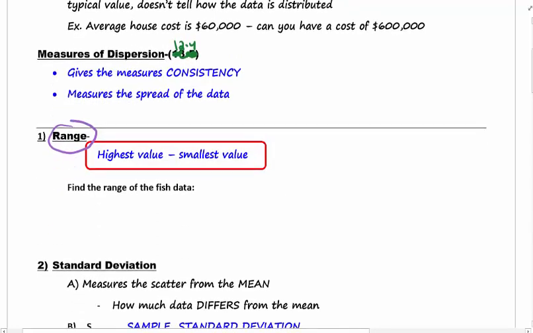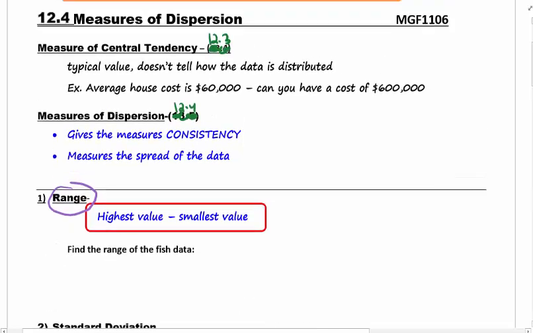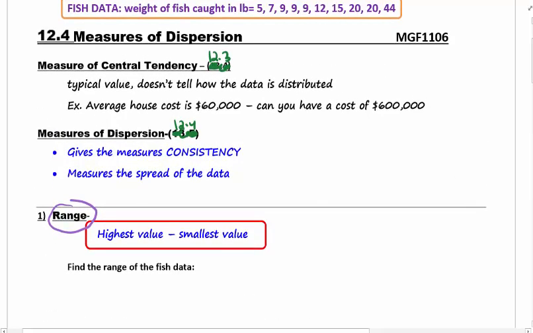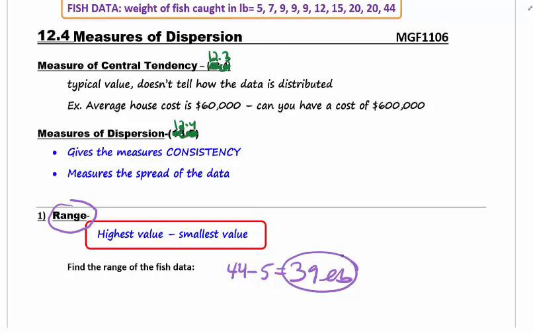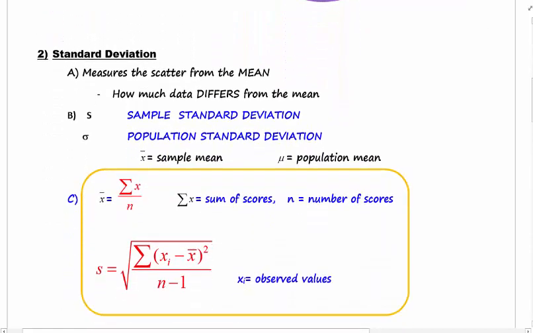The range is finding, again, remember this is dispersion, how far apart they are spread. So we take the highest value and subtract the smallest value. So looking back at my fish data, if it's already in order, this helps this problem because it would be 44 minus 5, which gives me 39 pounds. That would tell me how wide the dispersion is. It doesn't really still tell me how consistent it is, but at least it tells me the range between the two extreme values.